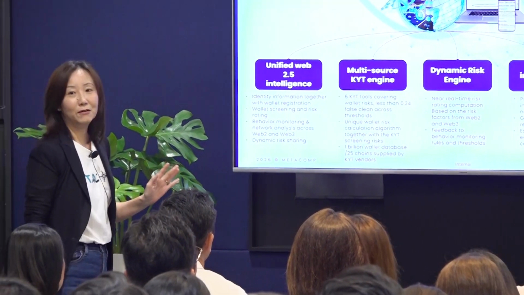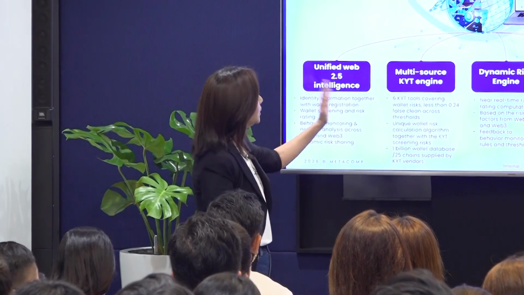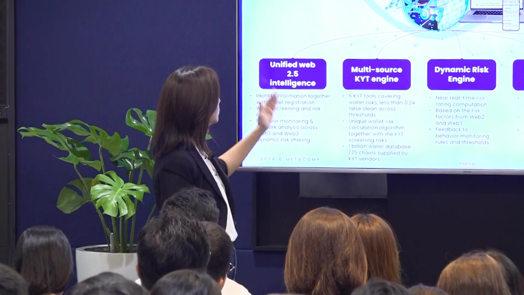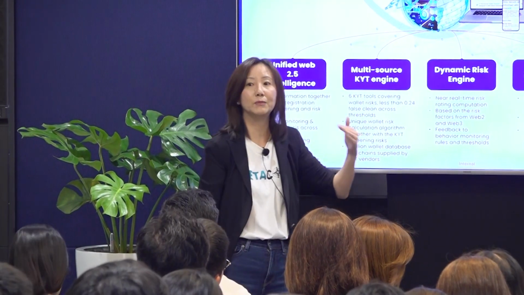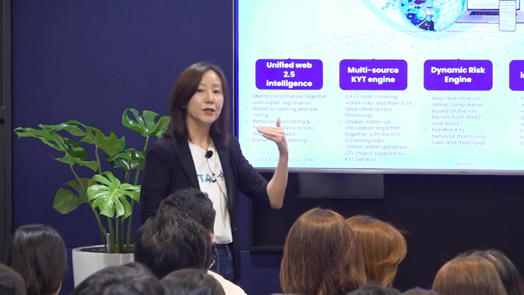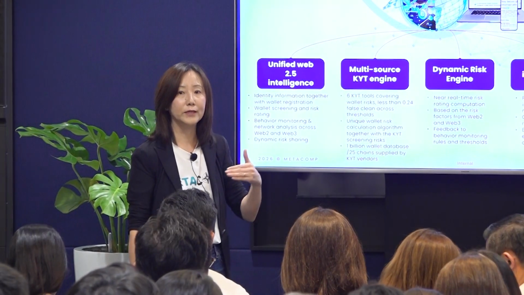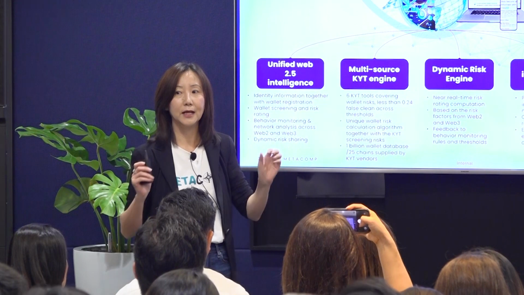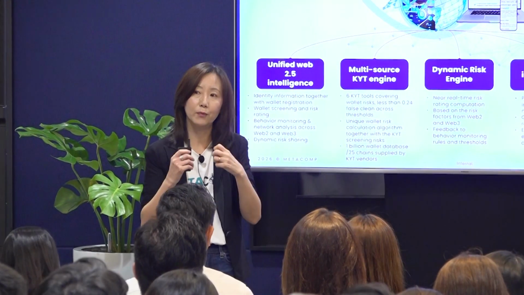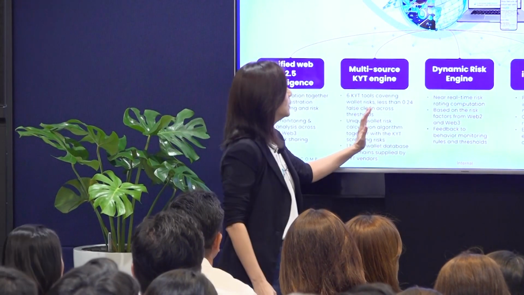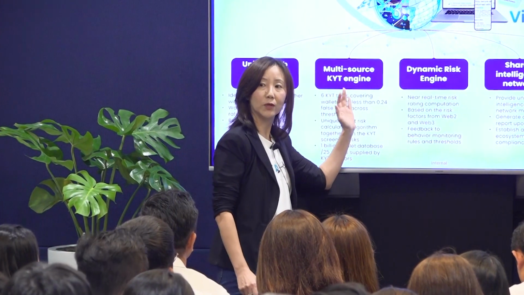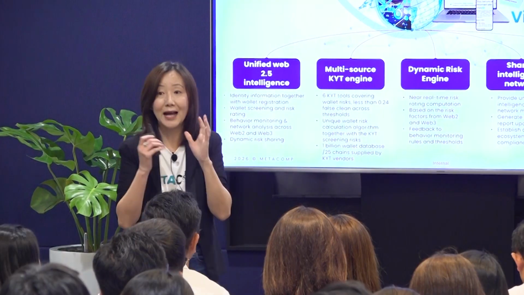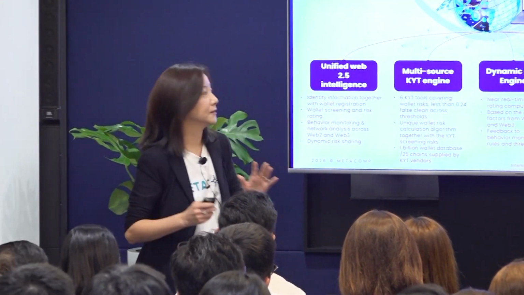Okay, to summarize, for VisionX we're trying to achieve all this. First, we are trying to set up this Web 2.5 intelligence. The customer information will never just be siloed, Web 2 and Web 3 independently. They will correlate and link up with each other. Then the second one is we use multiple sources with multiple data vendor tools to help us identify the Web 3 parts.